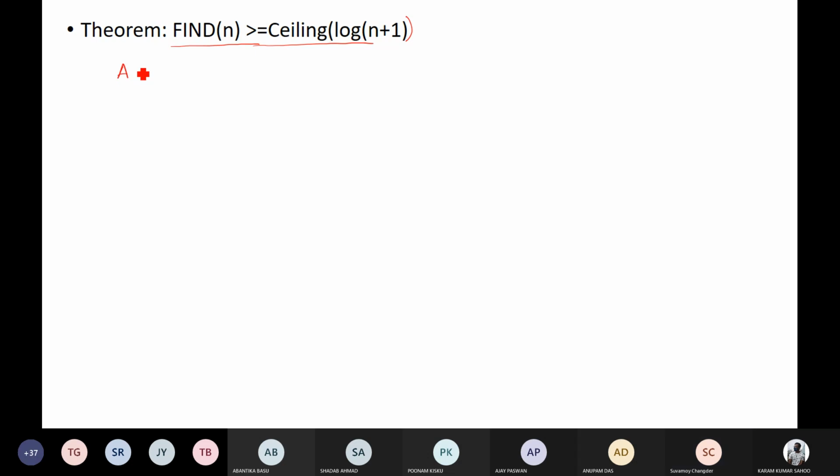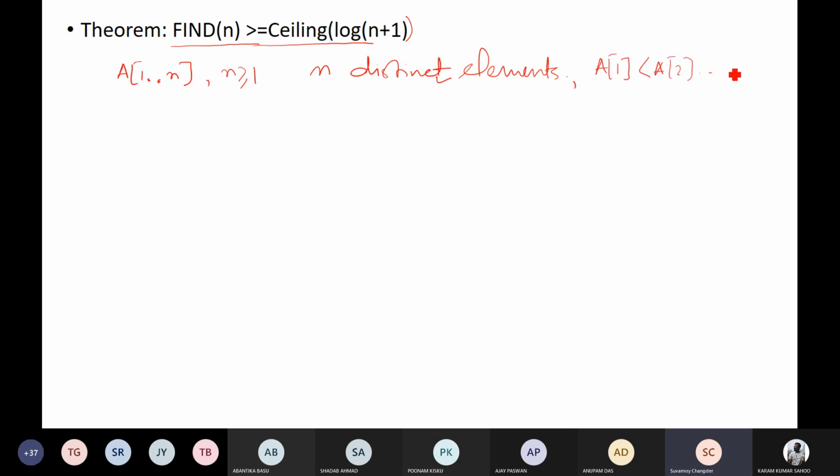So let A[1 to n], where n is greater than or equal to 1, contain n distinct elements. You can go for duplicate values, there is no problem, but for the sake of simplicity we are considering distinct values, nothing else. All the elements are ordered in such a way that a1 is less than a2 is less than an. So these are in ascending order.